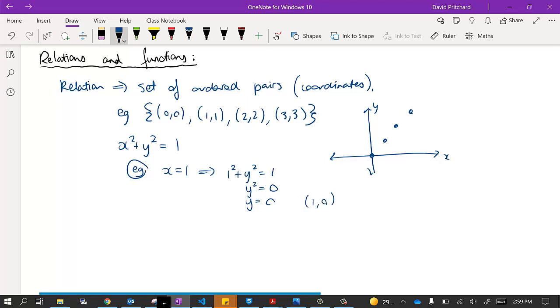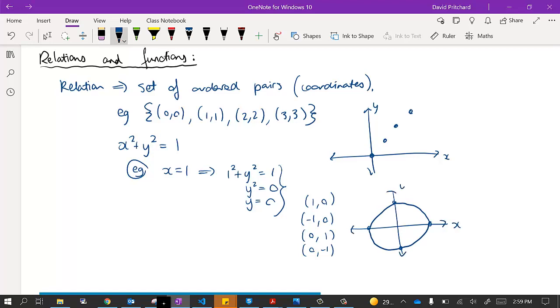Now we can do that with a number of different values, but let's say we put in 1, we put in -1, we get (-1, 0). We put in 0 and we get 1, or we also get -1. Now, I'm not too worried about the process there. This will be something we work on when we start looking at different types of functions. But being able to determine this set of ordered pairs here also suggests that that's a relation. And our relation, in this case, allows us to sketch a circle.